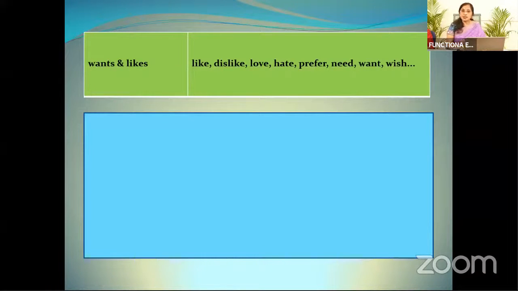Other verbs that show you either wants or likes, we are talking about preferences. So the word want, the word like, the word hate, the word prefer, these are all very important words. Here is a list for you: like, dislike, love, hate, prefer, need, want, wish. These are all the verbs that indicate a state, and therefore they cannot be used in the continuous tenses.